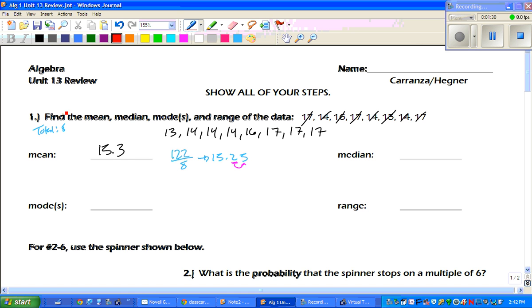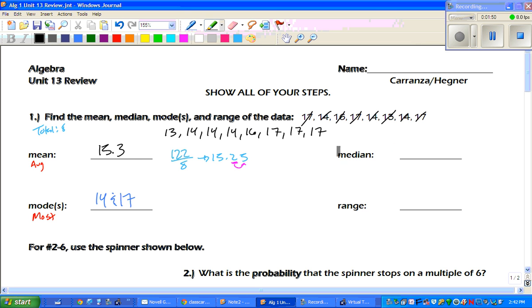Okay, mode, so mean is also the average. Mode is the number you see the most. So I see 3 14s and 3 17s, and it is okay to have 2 modes.